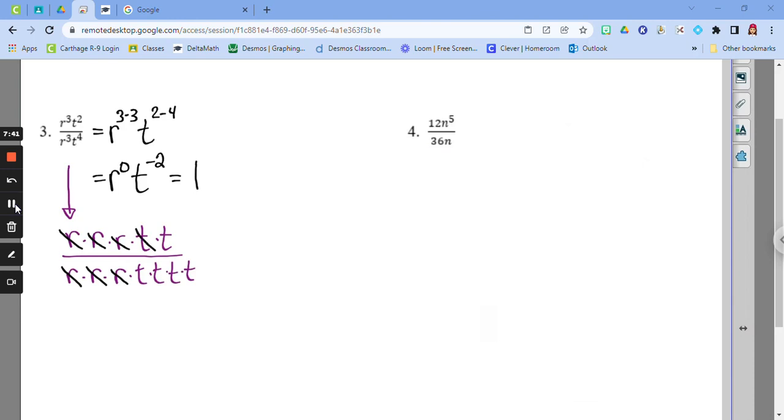I cross out the t's one at a time. I have 2 left, but where are they left? Exactly. So I have no r's left. I've divided them all out, so I have 1 over t squared. So when you have a negative exponent, you move it to the opposite place, so that way it's now positive. So that negative exponent tells me that I had 2 more t's in the denominator instead of on top. Okay?